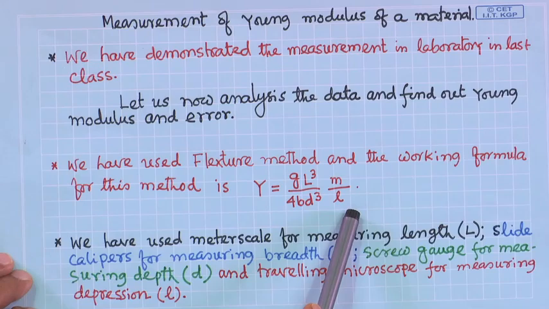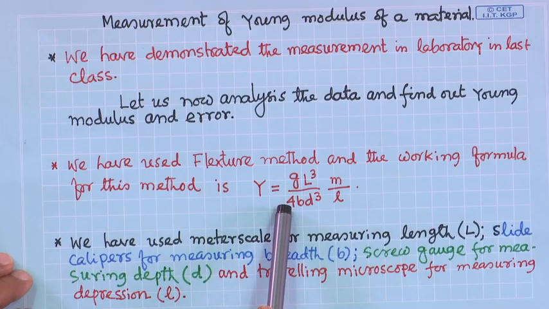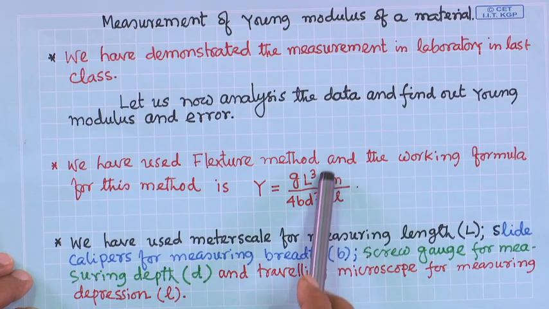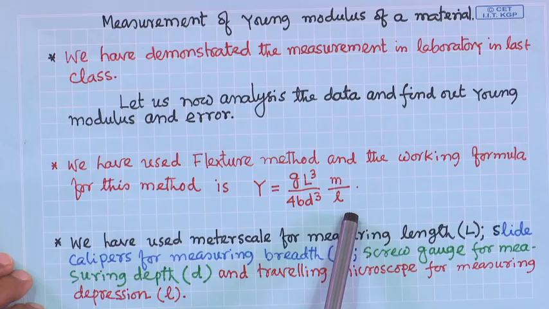To find m by l in the flexion method, we take the help of a graph. We use different masses and measure the corresponding depression. Then we plot l versus m, and from that plot we find the slope of the curve. It will be a straight line, because this relation tells us so, and that slope is m by l.